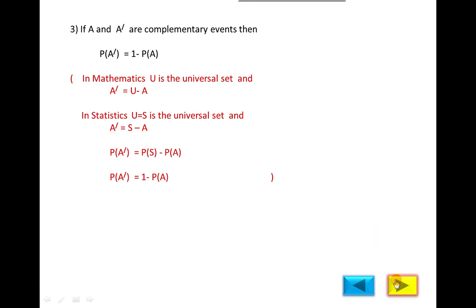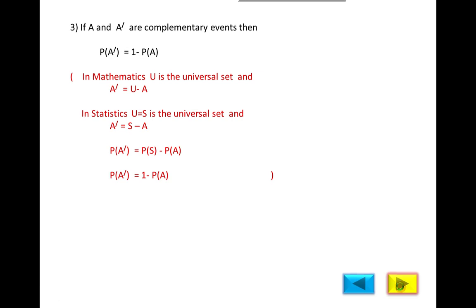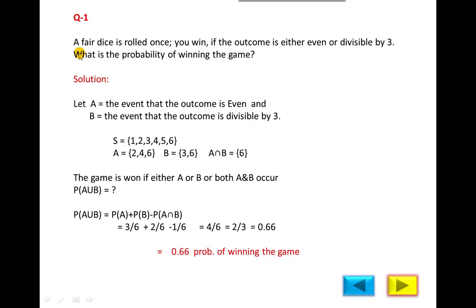Okay, now we will solve one numerical. A fair dice is rolled once. You win if the outcome is either even or divisible by 3. What is the probability of winning the game? The question is to find the probability of winning the game. When will you win the game? If either an even number occurs or a number divisible by 3, if you throw a dice once.